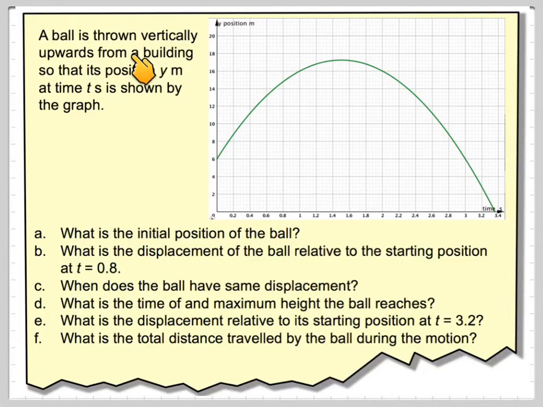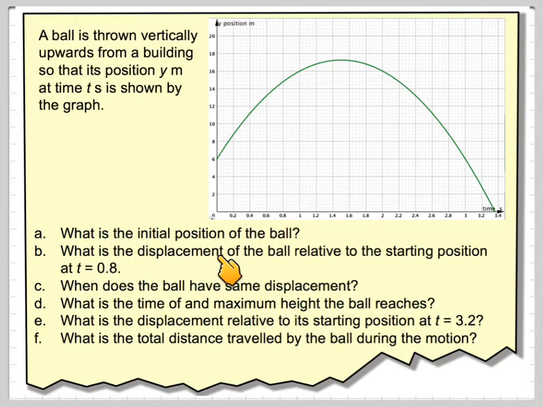A ball is thrown vertically upwards from a building so that position y meters at time t is shown by the graph. So here we have the time t, and here we have the position. It says A, what is the initial position of the ball?